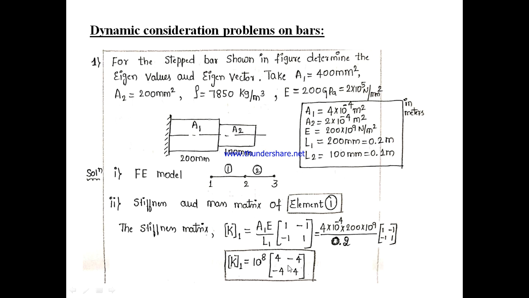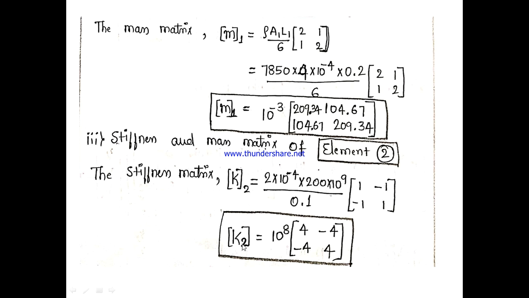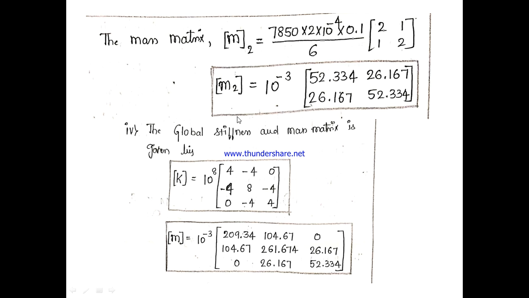Same for the stiffness matrix. Here the values for A1, E1, L1 and A2, E2, L2 are different, even though I got the K1 value and K2 value as the same. Okay. Next, the mass matrix for the second element.